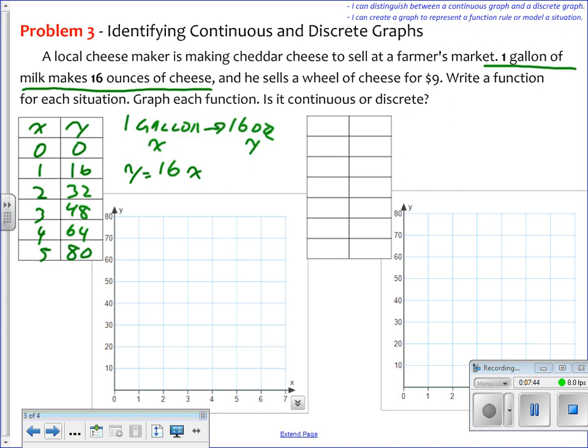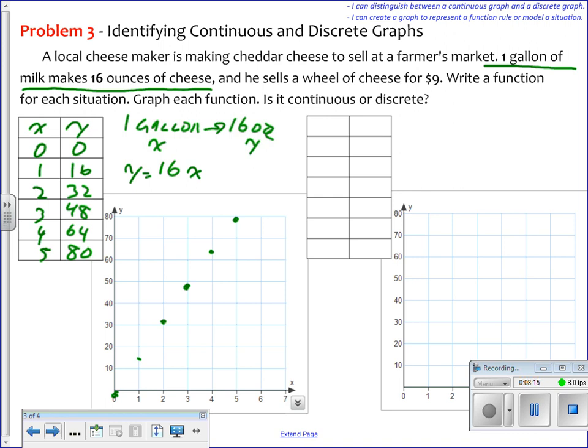And then we graph those points. 0, 0, 1, 16, 2, 32, 3, 48, 4, 64, and 5, 80. And the question is, is this discrete or is this continuous?